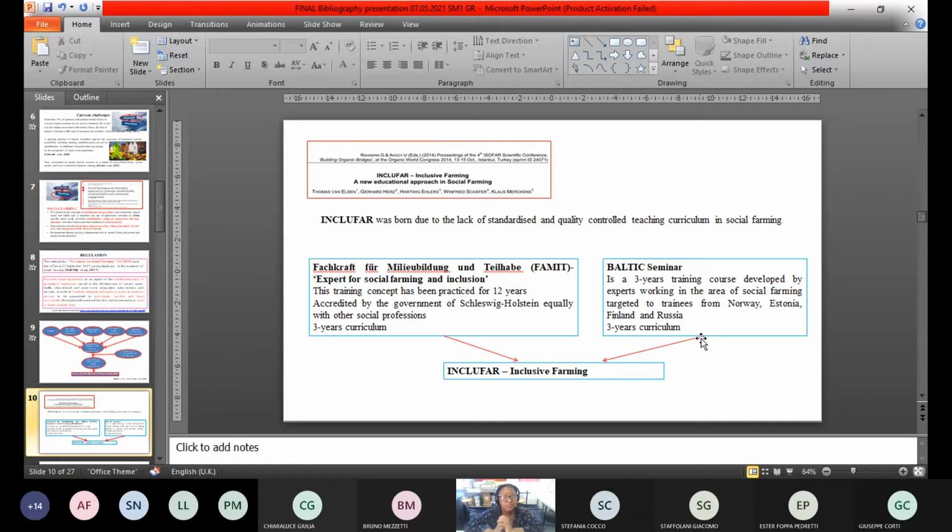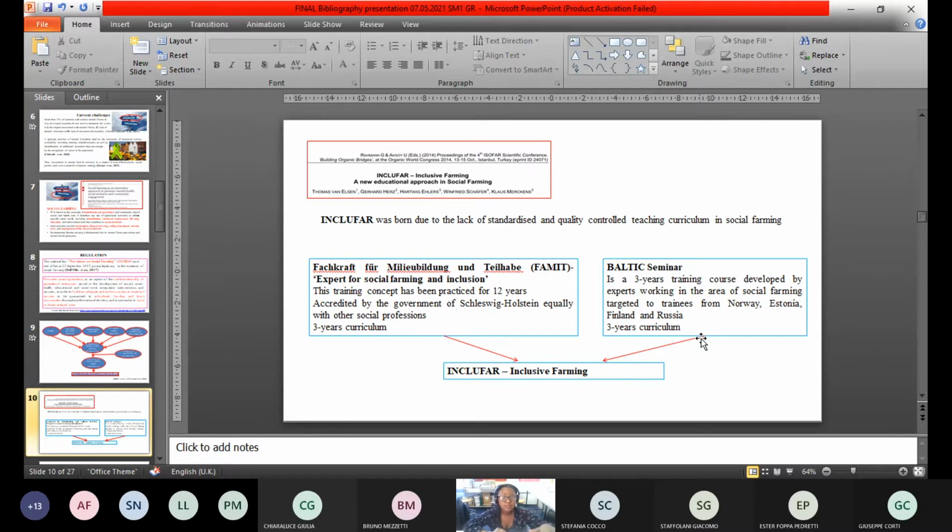They took various points from one project called the Expert for Social Farming and Inclusion, which is a training concept that has been practiced for 12 years, and it has been accredited by the Schleswig-Holstein government, along with other social professions. And this training program can be carried on for 3 years, the whole curriculum.